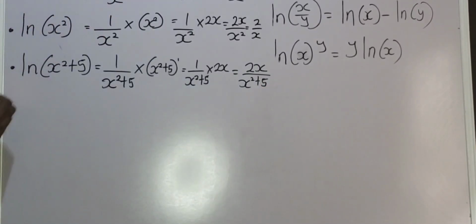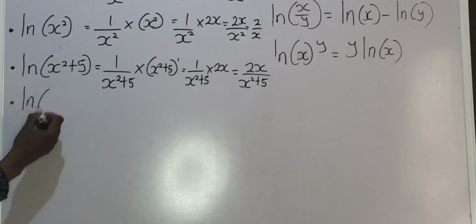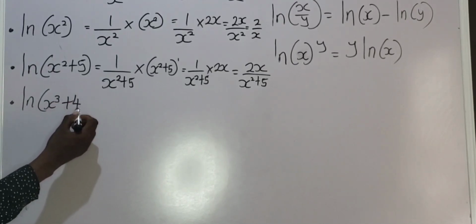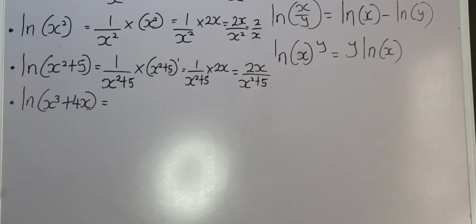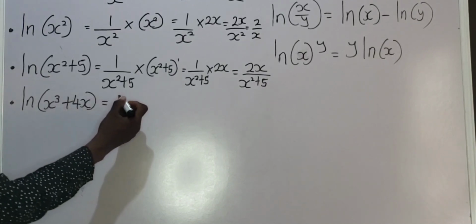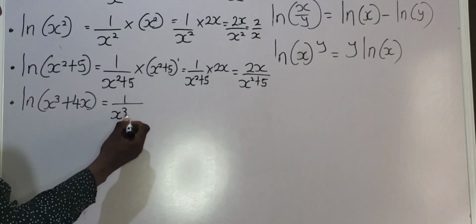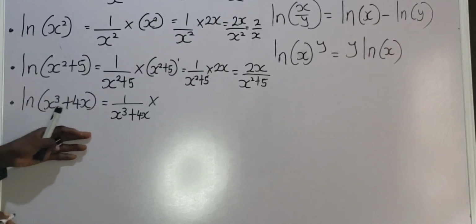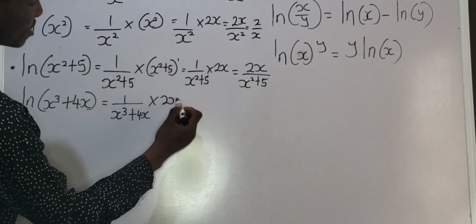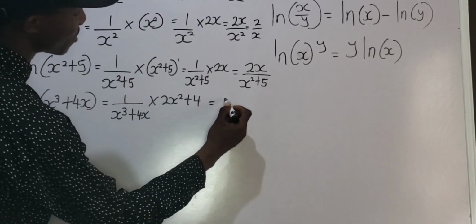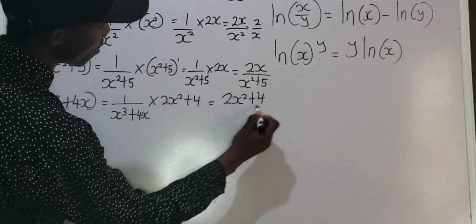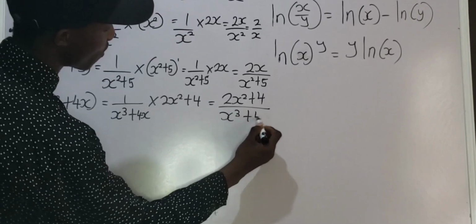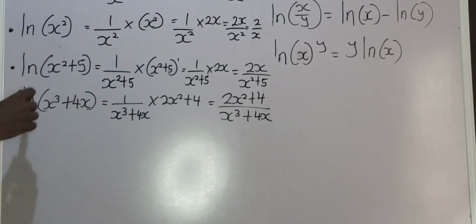Now I want you to try this. Find the derivative of ln of x raised to the power of 3 plus 4x. How do you find the derivative of this? Pause this video. After that, check the answer when you are done. For this, I'm going to have 1 over x raised to the power of 3 plus 4x multiplied by the derivative of x raised to the power of 3 plus 4x. That is 3x squared plus 4. So for this, I'm going to have 3x squared plus 4 all over x raised to the power of 3 plus 4x. That is the derivative of this function.